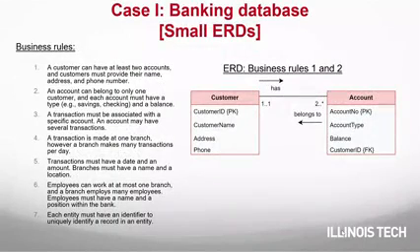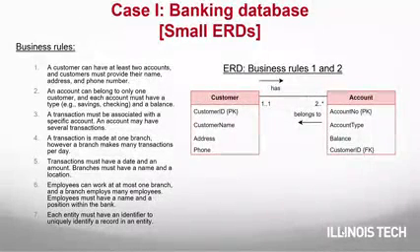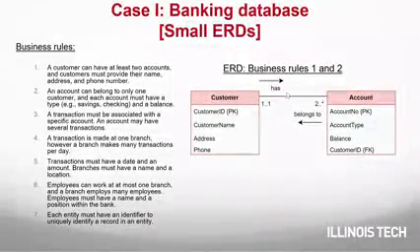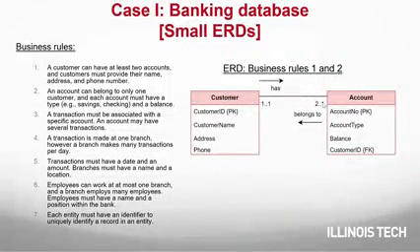The first business rule reads, a customer can have at least 2 accounts, and customers must provide their name, address, and phone number. When you look at this small ERD covering business rules 1 and 2, for 1, we actually see it's pointing out customer and accounts. Remember we test with 1: a customer can have at least 2. So at least 2 is the minimum, and asterisk stands for many or maximum.